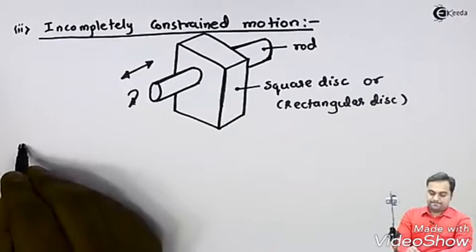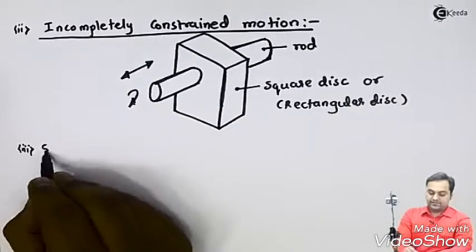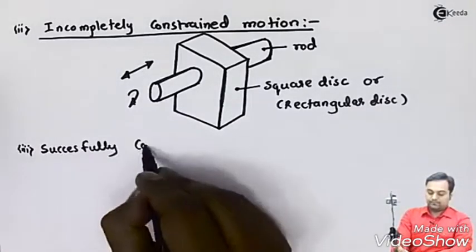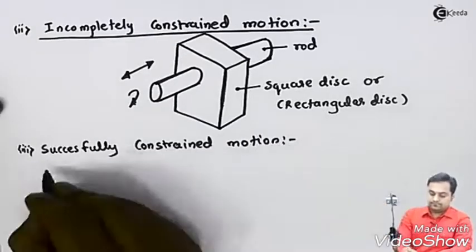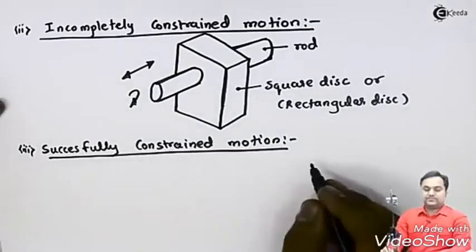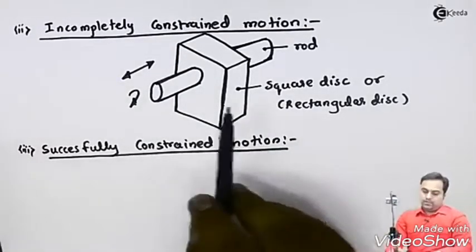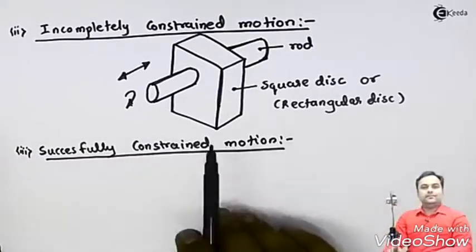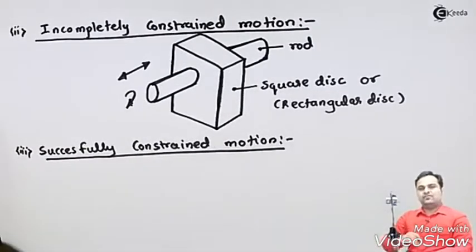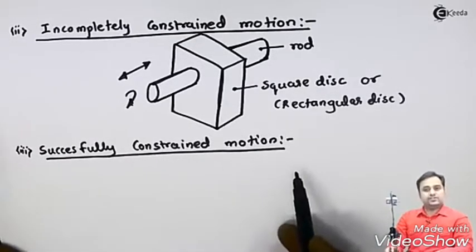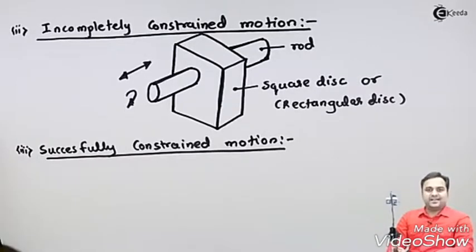Next, successfully constrained motion. In case of successfully constrained motion, if we have incompletely constrained motion and we make it into the form of completely constrained motion, that step is called successfully constrained motion. I'll explain it with a diagram.